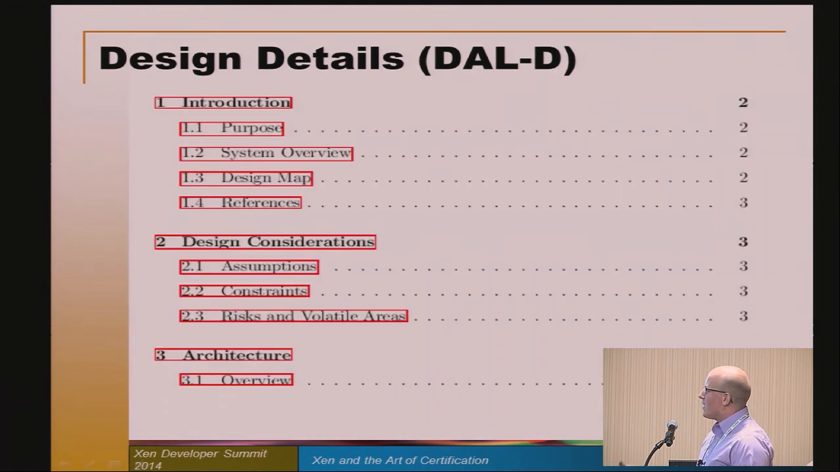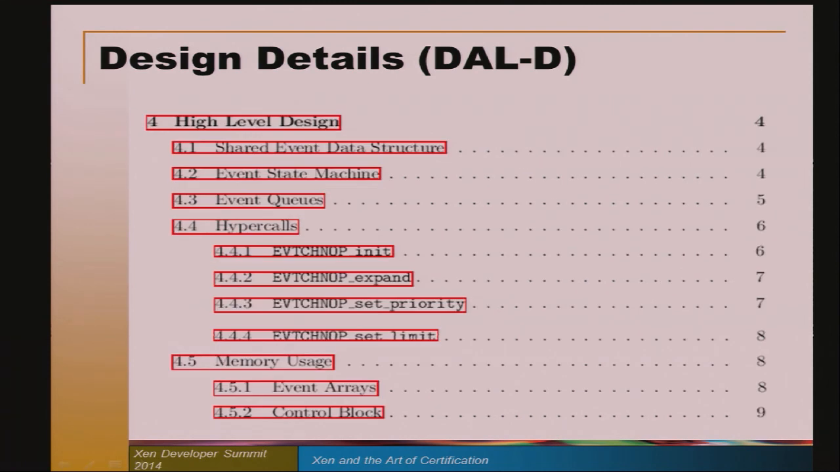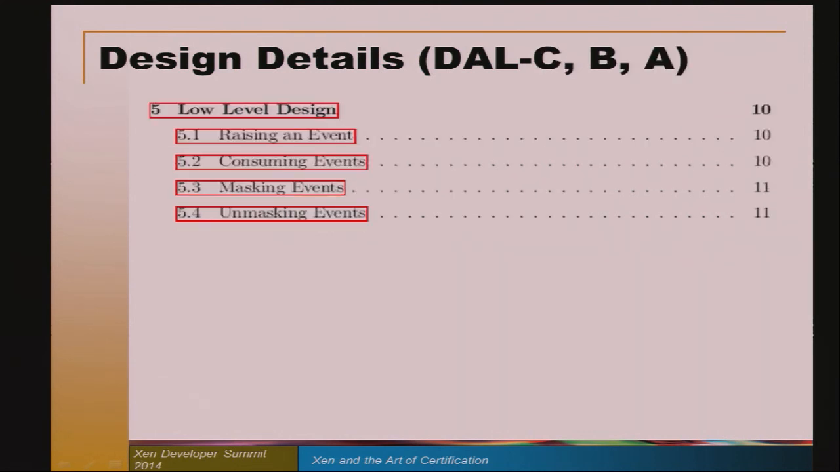And this markdown document has an introduction, just an overview, and then it has some high-level design details, which is good enough for a level D application. But then even better, we have low-level design information, which is good enough for a level C, B, or A level certification effort. And really, this is an absolute perfect patch. I don't know why he did it, but he did it.